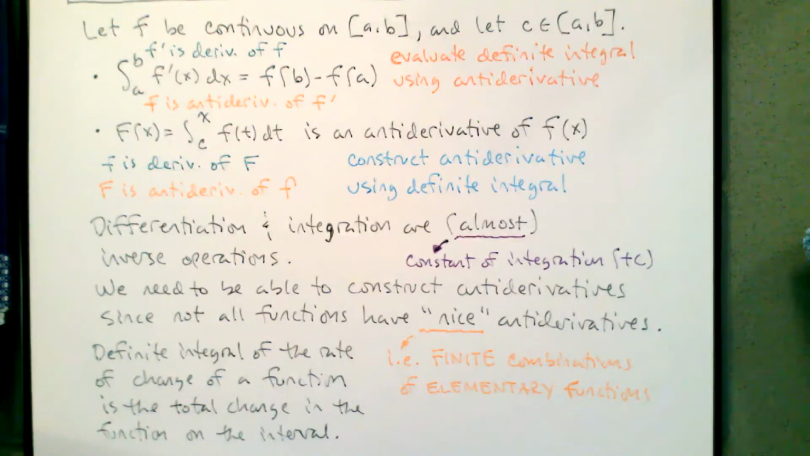f of a is where the function started. f of b is where the function ended. We're just looking at the difference between those two values. This we connected to old ideas where we talked about determining the direction of the function by the sign of the derivative. If the derivative is positive, then the function is increasing, and the area tells you how much. If the derivative is negative, then the function is decreasing, and the area tells you how much.